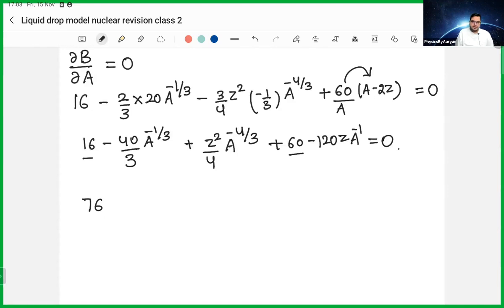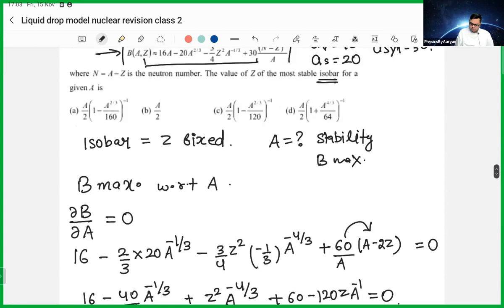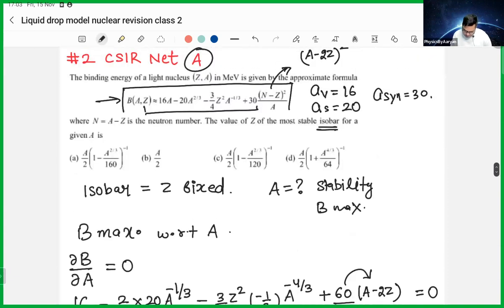Isobar a fix, yes, isobar a fix, then, uh, in isobar a is fixed, right? Yes, oh sir, it's fixed now. So this is the same question. So they are saying what is the value of z for a most stable isobar. Oh sorry, in isobar a is fixed and we want to know z.